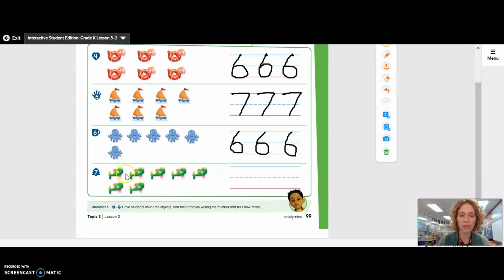Now we're going to count. I think these are whales. Let's count them. Touch each one when you count. 1, 2, 3, 4, 5, 6, 7. How many whales do I have? 7. Let's make a 7 to show how many whales we have. Little line across, big line slides down.